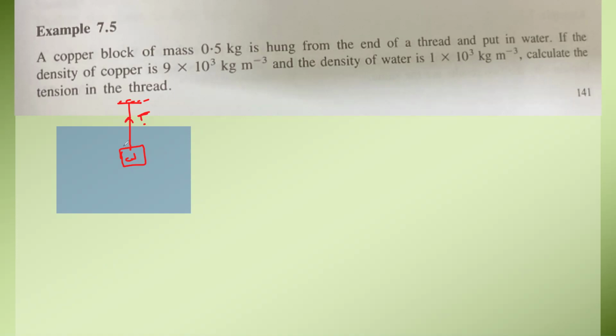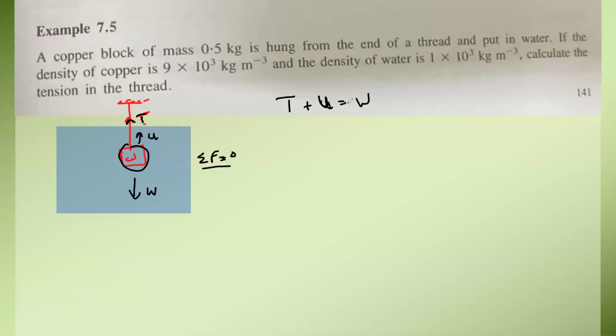So what are the forces acting on this? First, the weight of this block, which is acting downward. Another thing, because the object is in the liquid, there will be an upthrust, which is acting upward. And another force, the tension, which is also acting up. Because it is inside the water and at a constant position, the resultant force is 0. So I can say tension plus the upthrust is equal to weight. Is it clear?